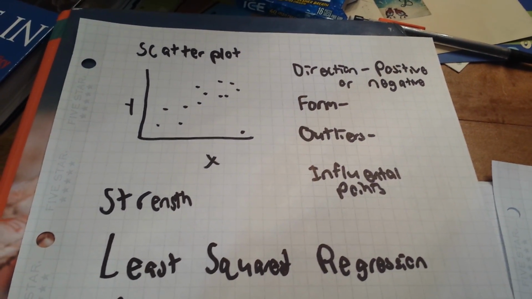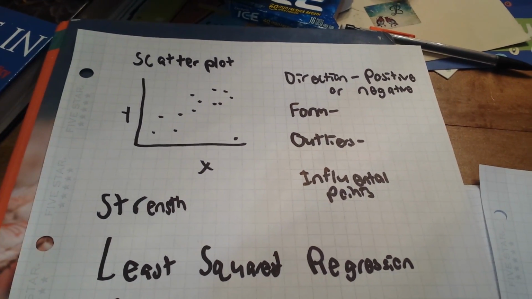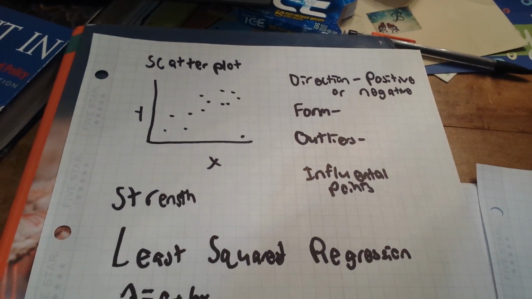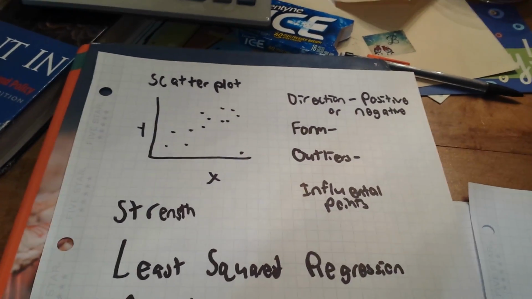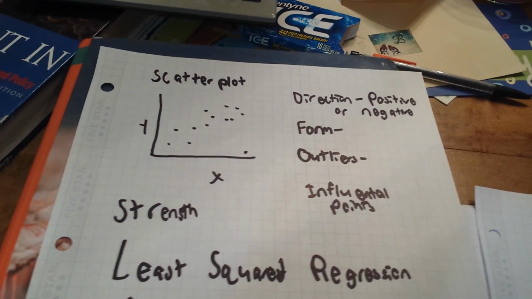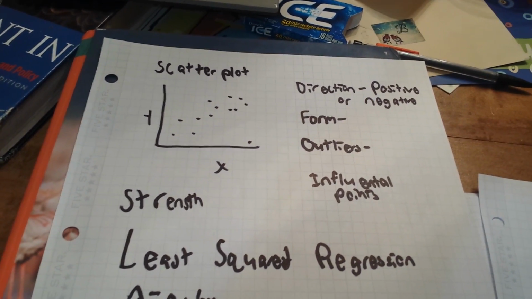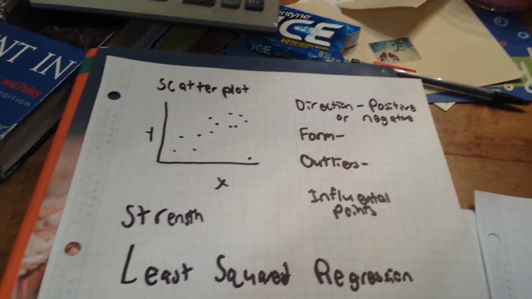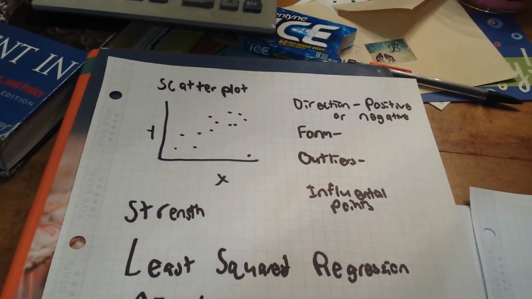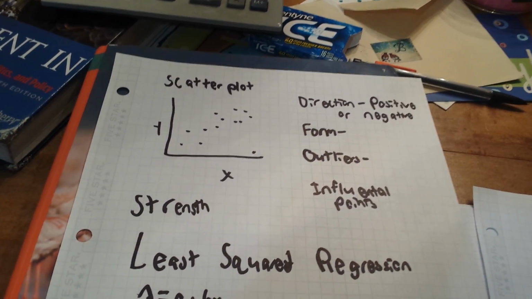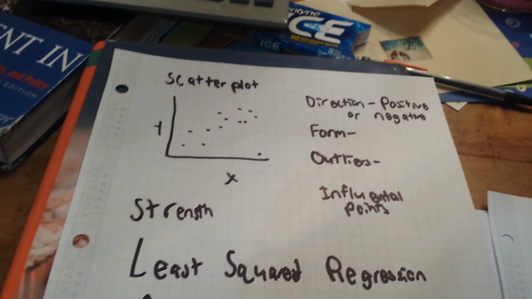The form of the scatter plot is just the pattern it follows. It could be slightly curved, it could be a straight line. And the strength of the scatter plot just tells us how well it fits this form. And the outliers are points that skew from the form, that are different from it, and these could potentially impact the regression line.